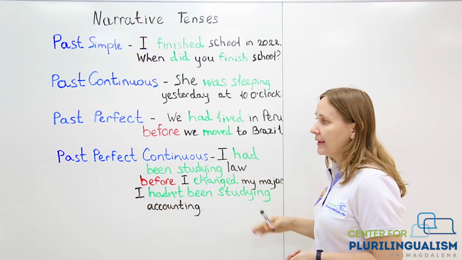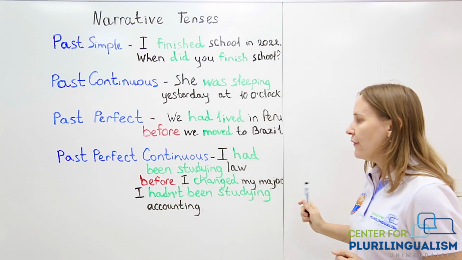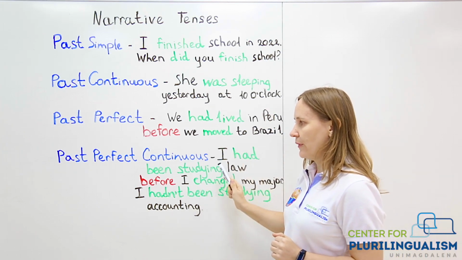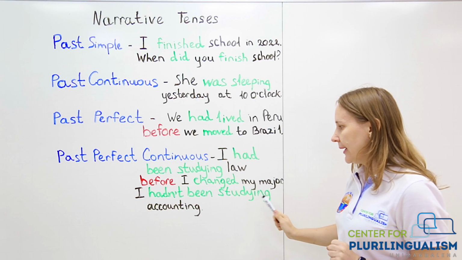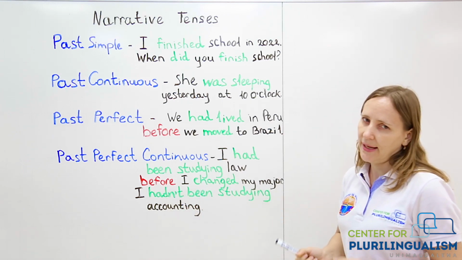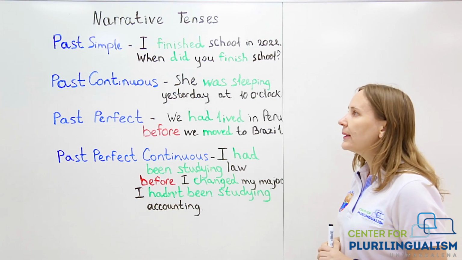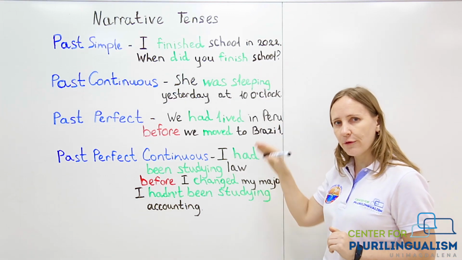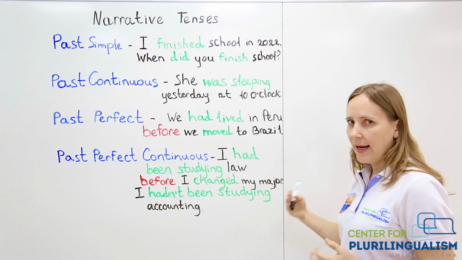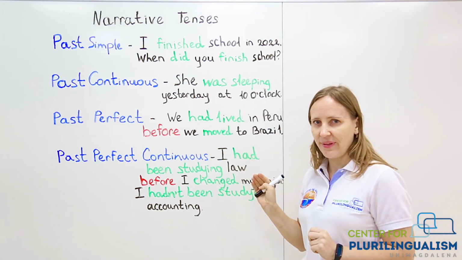You can also make negative sentences or questions with any of these tenses. For example, negative sentence in past perfect continuous can be like this. I hadn't been studying accounting before I changed my major. Yeah? So please remember these 4 narrative tenses, and I hope you now understand the difference between them better.